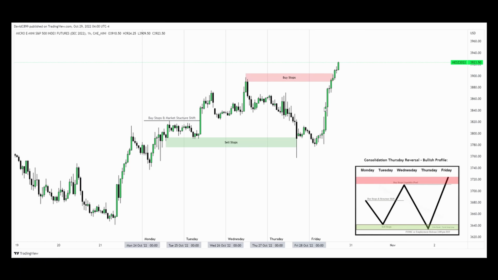Friday is seeking buy side liquidity, and we can see an AM session and a PM session trend that is bullish. Also we can see that here on this pattern, Tuesday's sell stops are getting raided, Wednesday's buy stops are getting raided, Thursday reversal into bullish Friday.